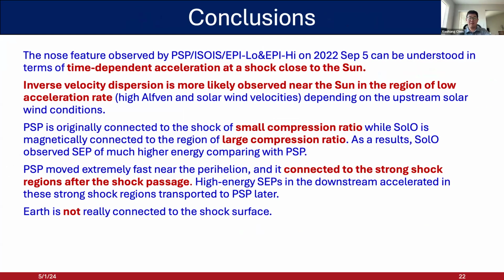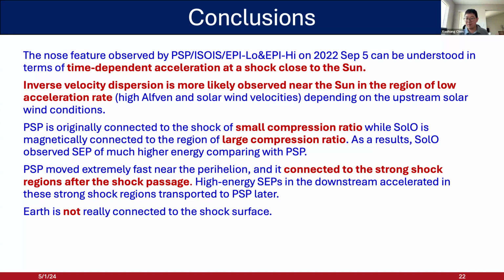And this is the summary of our work. Based on our simulations, we are able to explain the inverse velocity dispersion features in the intensity profile observed by Parker Solar Probe. Basically, this is because of the competition between acceleration time and shock propagation time. If the shock is connected to a relatively weak shock region, or if the shock is close to the Sun, we are more likely to observe these features.